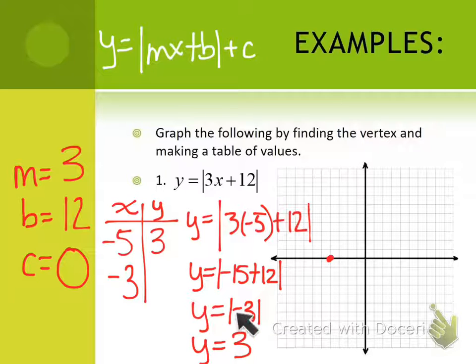Wonderful. Absolute values are not negative. So when we take the absolute value of -3, we end up with +3. Did we all get all this work done so we know how we did this before I erase it? No? Okay, then take a moment and make sure you get the work copied down so that you understand how we're coming up with these answers.